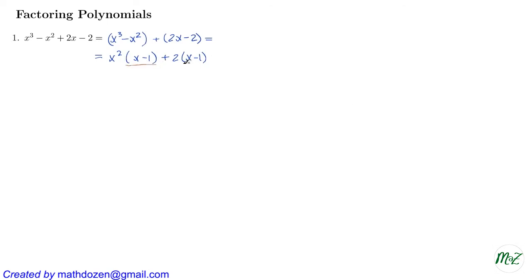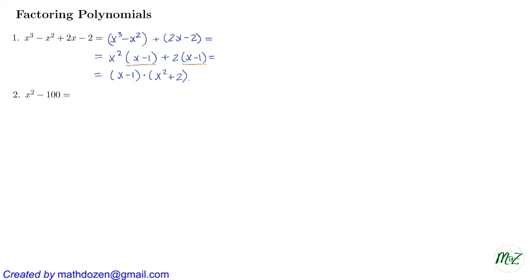So now we're going to treat this x minus 1 as a common factor and factor that out. So we're looking at x minus 1 multiplied by x squared plus 2. So this x squared comes here, and this plus 2 comes there. And that would be the factorization.